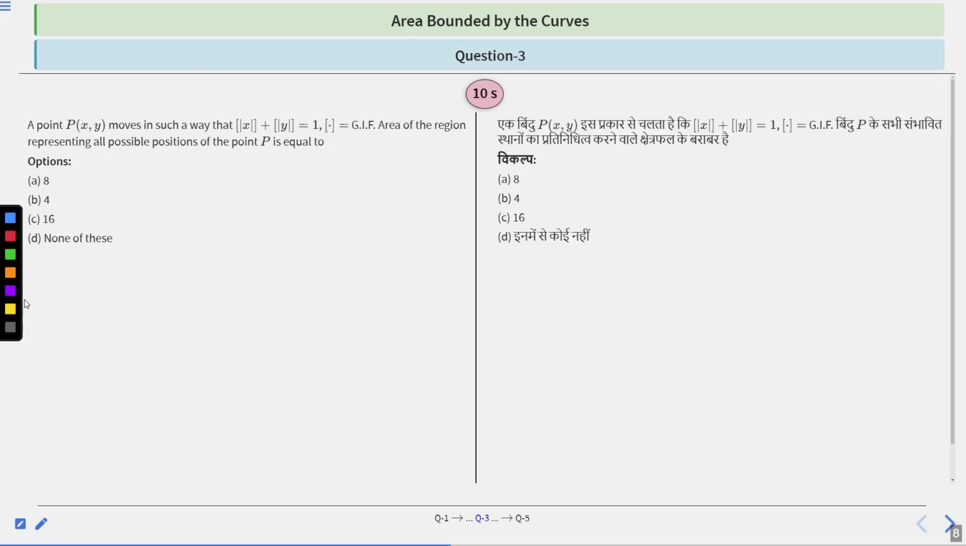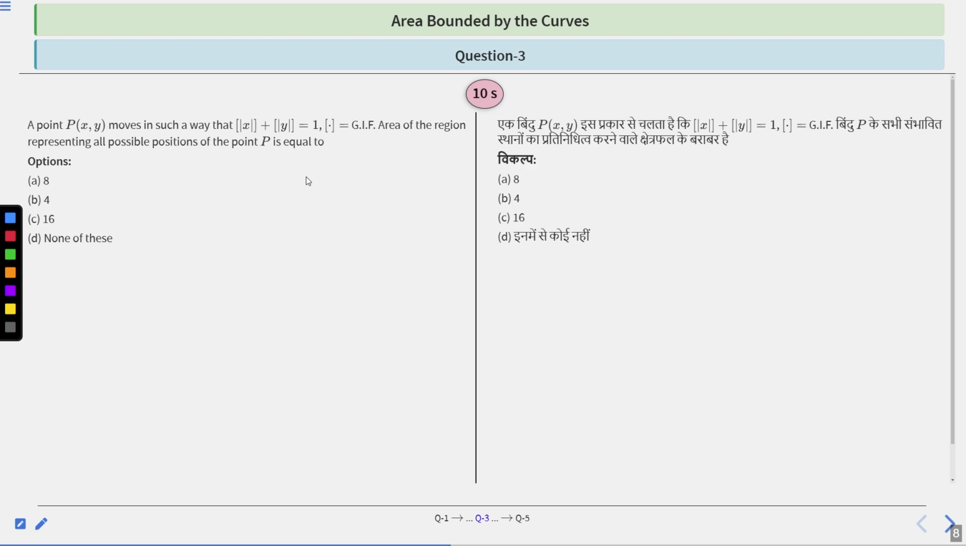Let's move to the next question. Question number 3, which says a point P(x, y) moves in such a way that the greatest integer function of |x| plus the greatest integer function of |y| is equal to 1, where this box is called the greatest integer function. Therefore, we have to find the area of the region representing all possible positions of the point P.